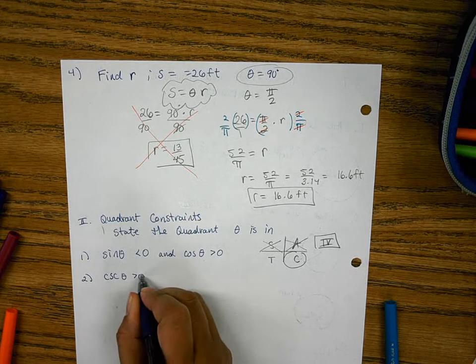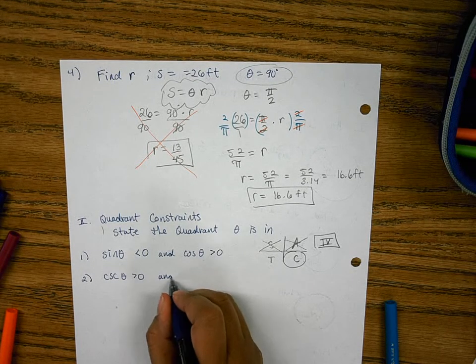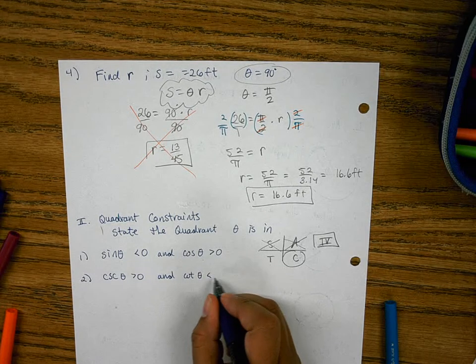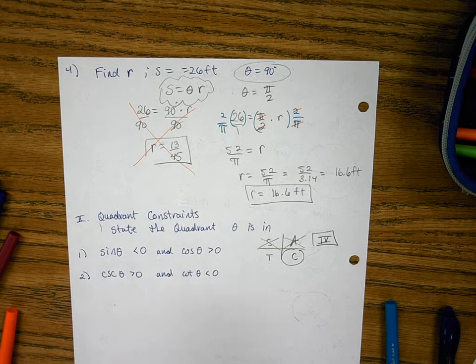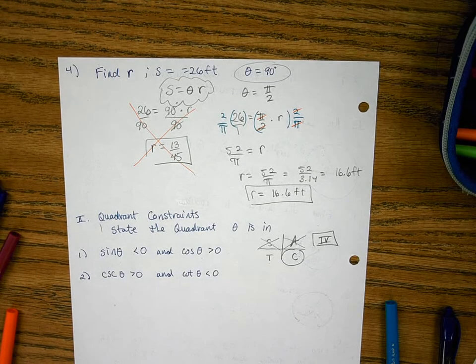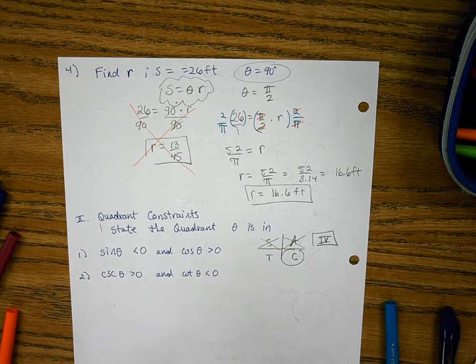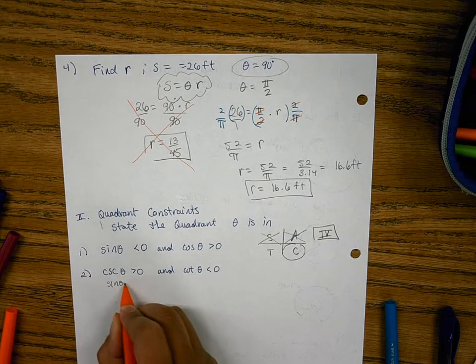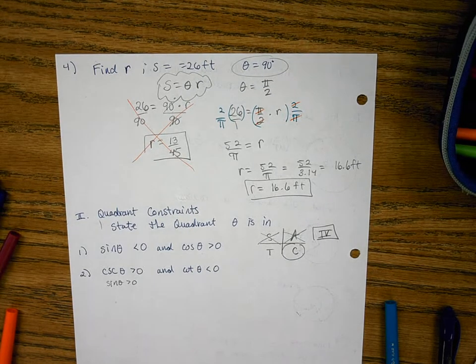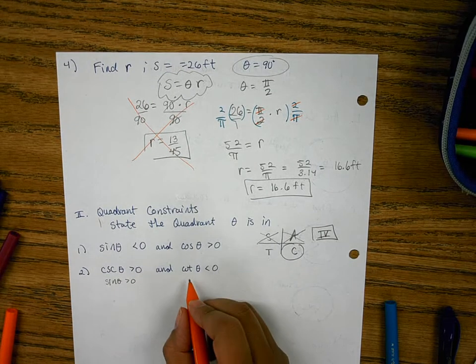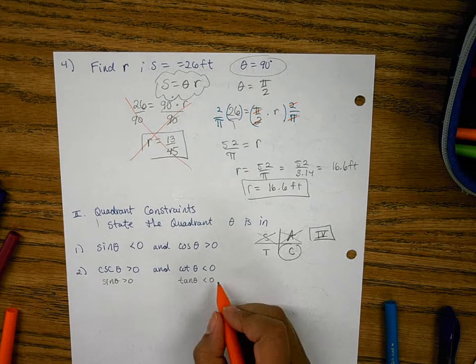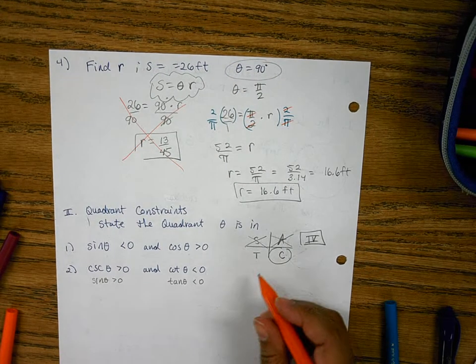Let's try another one. Number 2, cosecant of theta is greater than 0, and cotangent of theta is less than 0. Okay, cosecant is the reciprocal of what? Sine, so you can write that small there. That's the same thing as saying sine is greater than 0, which means positive. Cotangent's reciprocal is tangent, so tangent is negative.